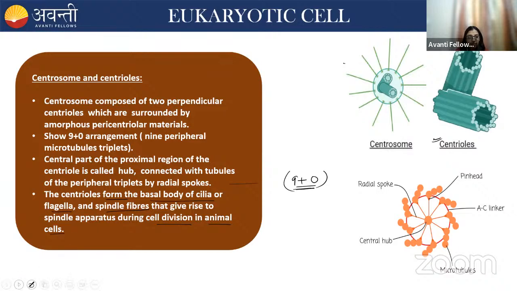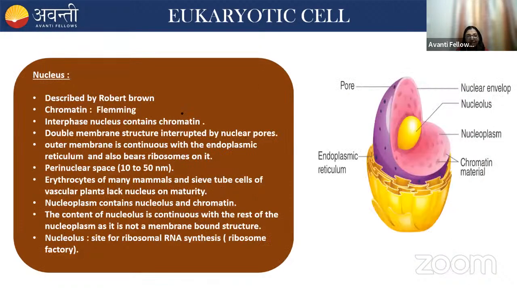Moving next is the nucleus. So the nucleus is also a double membrane structure. It has an outer membrane and an inner membrane. And the space between the two membranes is known as the perinuclear space, which is 10 to 15 nanometers in diameter.